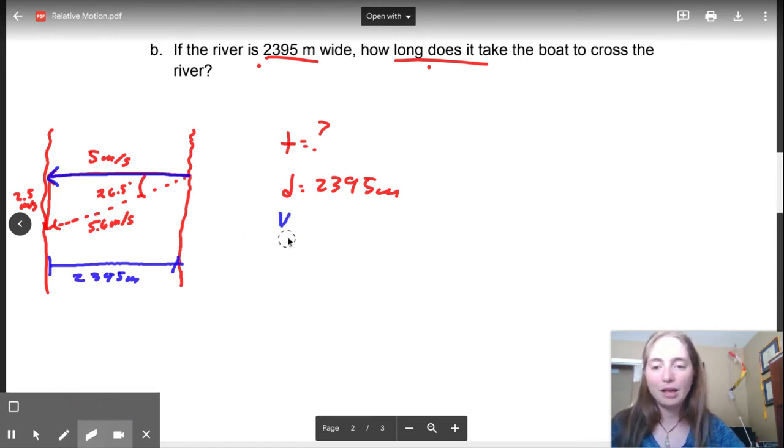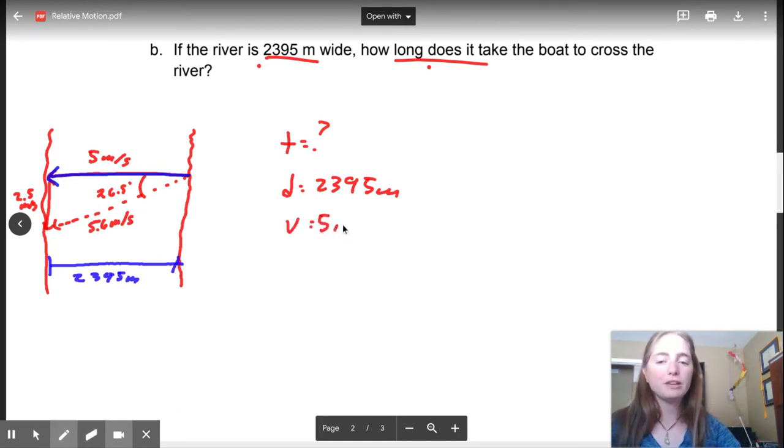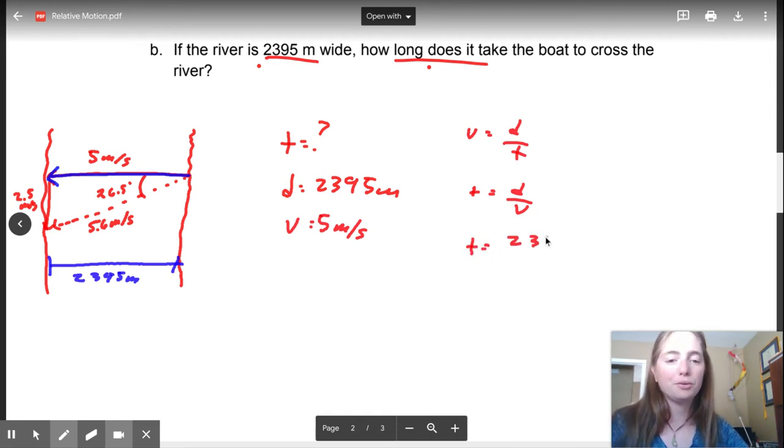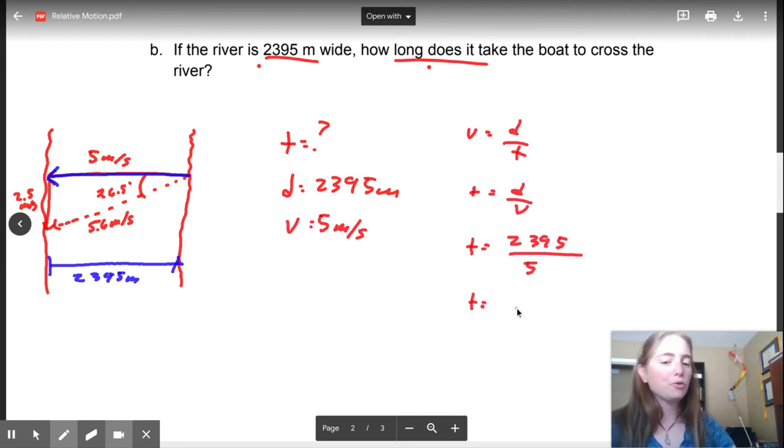Whoops, have to be consistent in my colors. All right, so I am going to use the speed of 5 meters per second because I'm going to be using this guy here. All right, okay, so ladies and gentlemen, v equals d over t. Trying to find time, so time equals d over v. And I'm going to put in 2,395, divide that by 5, and I'm going to get a lovely time of 475 seconds.